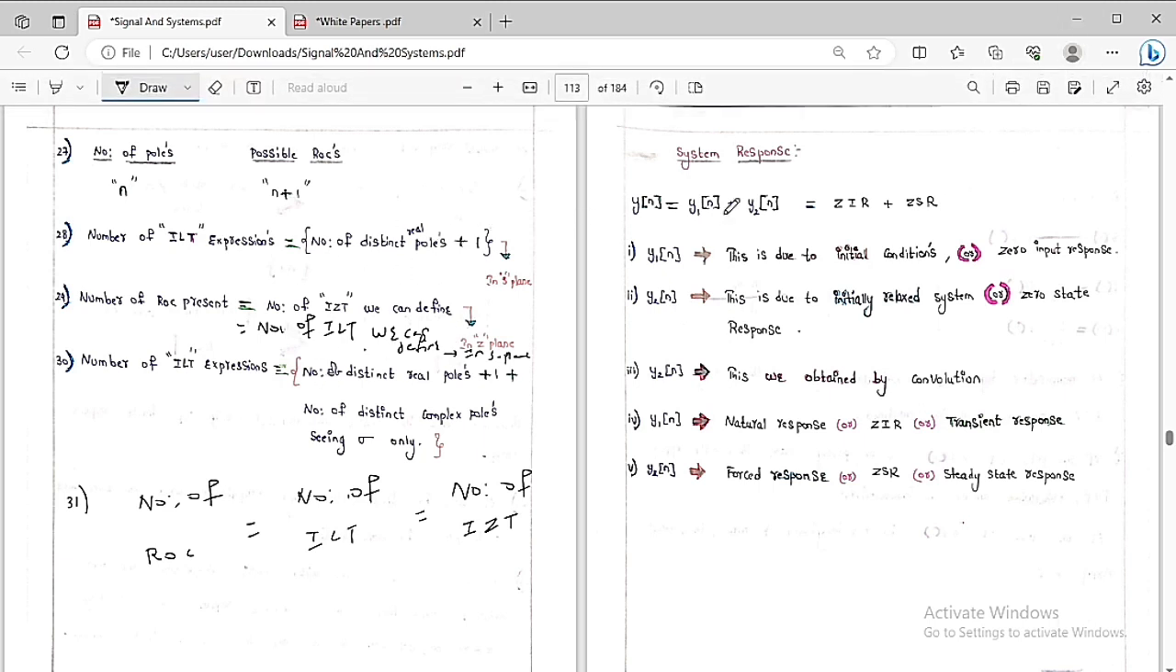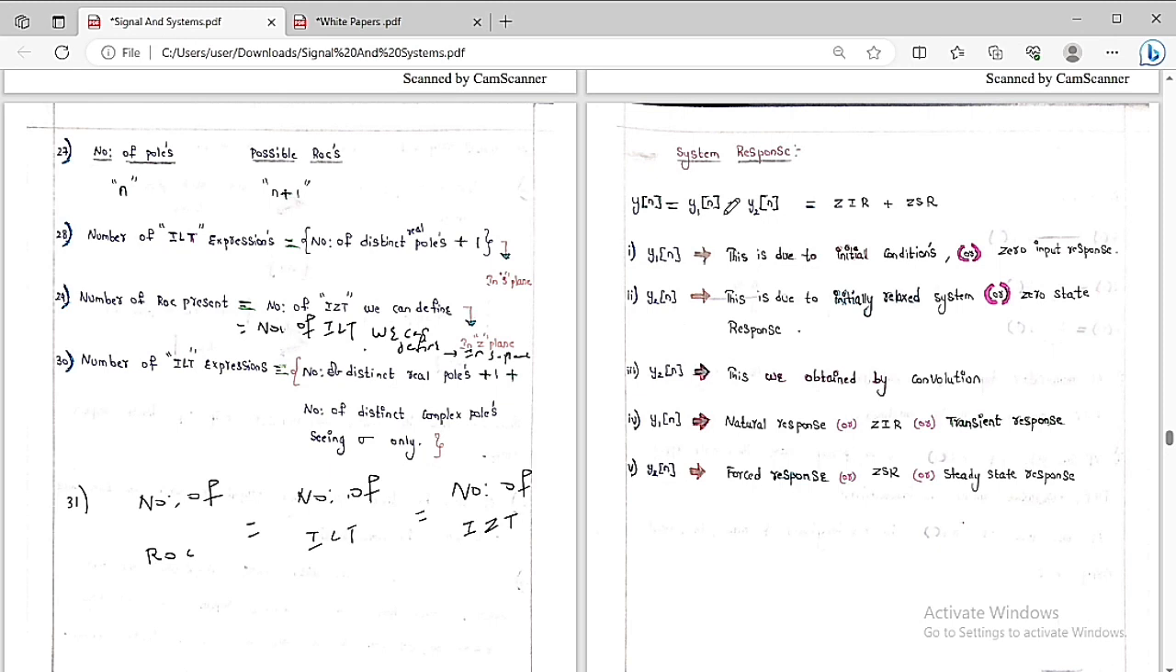Now we are going to discuss another point, which is an important concept, the system response. So this is a very, very important concept. I request you to study this concept in a very detailed manner. So y of n is y1 of n plus y2 of n. So y of n is a summation of y1 of n and y2 of n. y1 of n is called the zero input response, and y2 of n is called the zero state response. Listen carefully. y1 of n is called the zero input response, and y2 of n is called the zero state response.